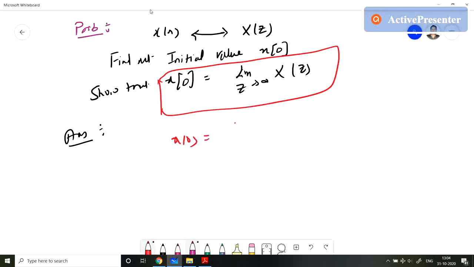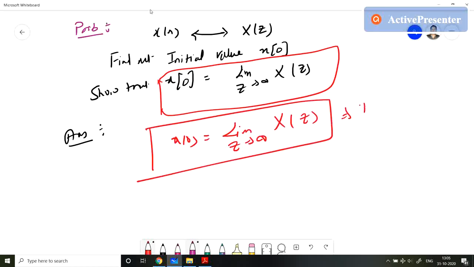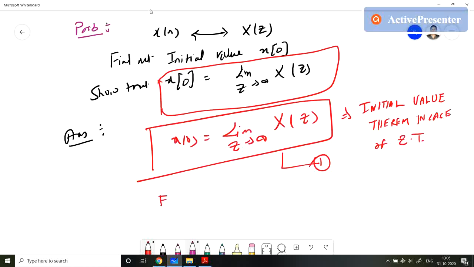So x(0) is the limit as z tends to infinity of X(z). This is called the initial value theorem in case of the z transform. So this is equation number 1. So what does equation number 1 tell us?